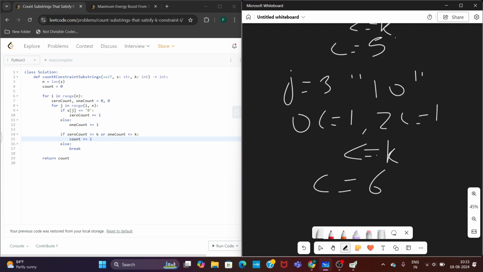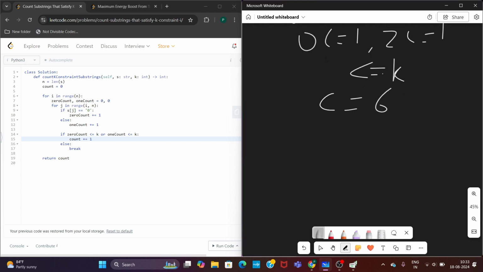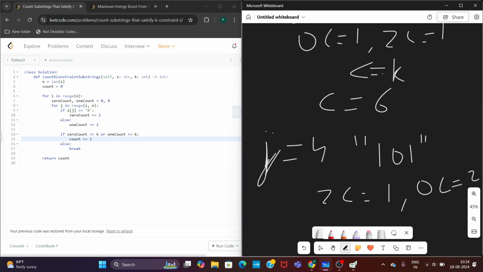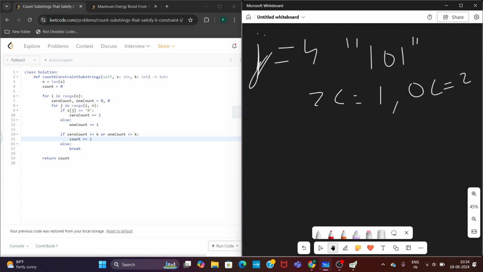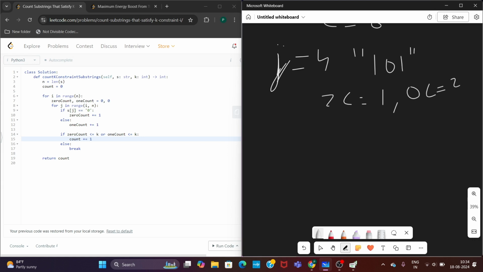Okay, so j equals 4. Now next iteration j equals 4. Okay, which is my 1 0 1 substring. So basically in this case my 0 count will be 1, but 1 count will be 2. So in this case my condition is not satisfied, meaning 1 count is not less than or equal to k. So my counter variable will remain 6 only.